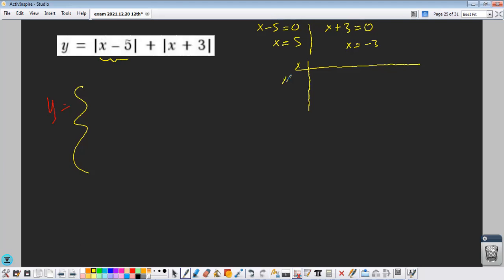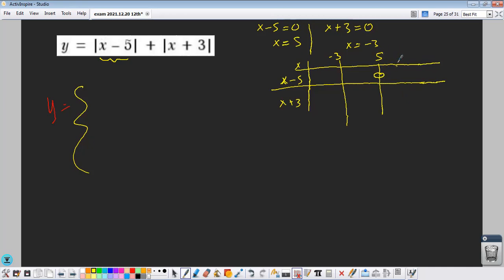We have two expressions: x minus 5 inside the first absolute value, and x plus 3 inside the second absolute value. And then two important numbers, minus 3 and plus 5. For the first row, I am looking at x minus 5. This part is 0 when x is 5.